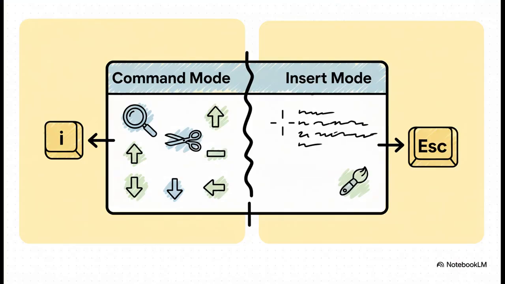So when you first fire up Vim, you land in what's called command mode. This is your home base for moving around, deleting stuff, copying, pasting, all the management tasks. You don't actually type your text here. To do that, you press the I key, which puts you into insert mode. This is where you write. Then, when you're done typing, you just hit the escape key to go right back to command mode. It's that simple. Command mode is for moving the canvas around, and insert mode is for actually painting on it.